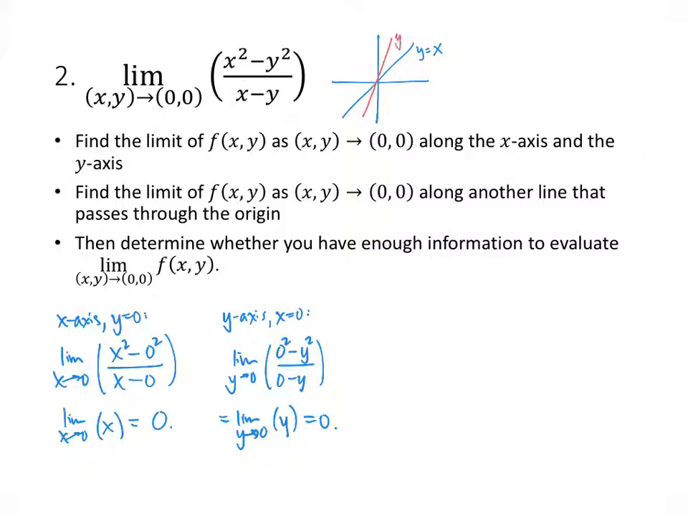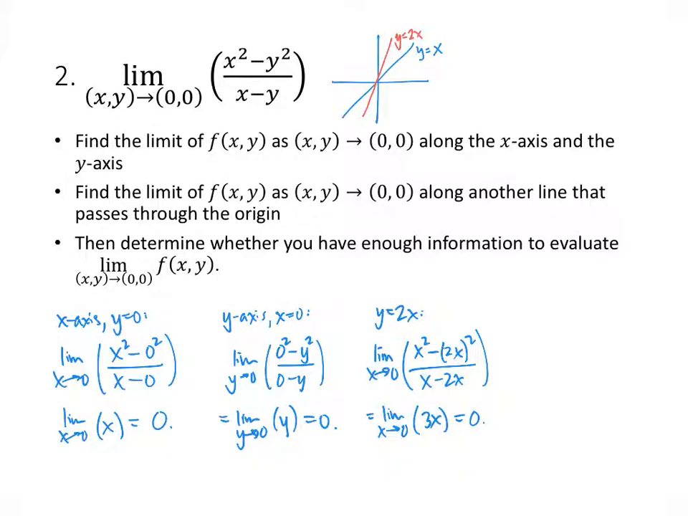Let's do the same thing we did last time, which is to pick y equals 2x. Again, there won't be any y's anymore, so we'll just be looking at the limit as x goes to 0 of x squared minus (2x) squared divided by x minus 2x. On the top, we get negative 3x squared, and on the bottom we get negative x, so this is just a positive 3x. As x goes to 0, we once again get 0. And so we might wonder whether we have enough information to determine that the limit as (x,y) goes to (0,0) of this function actually equals 0. All of the different paths that we tried gave us 0.